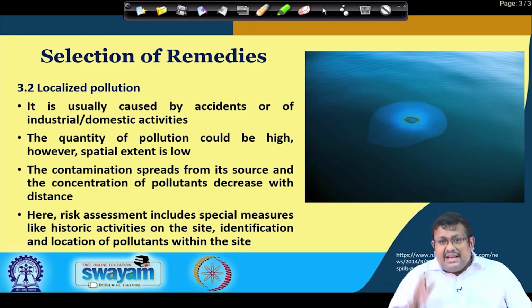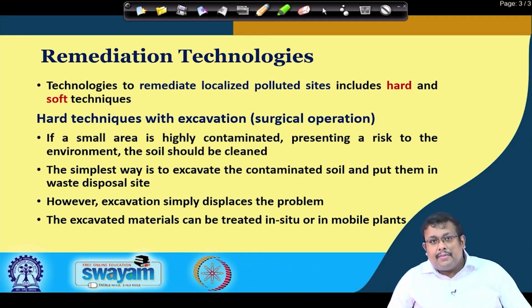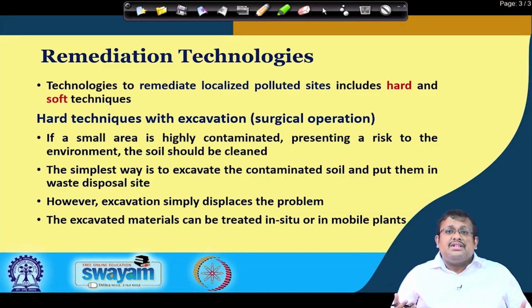So, the remedial measures which you have to take for controlling the localized pollution are different from those for diffuse pollution. Now, technologies to remediate localized pollution sites basically include hard and soft techniques. We will discuss both hard and soft techniques now. Hard techniques include excavation, also known as surgical operation. If a small area is highly contaminated, presenting a risk to the environment, the soil should be cleaned.